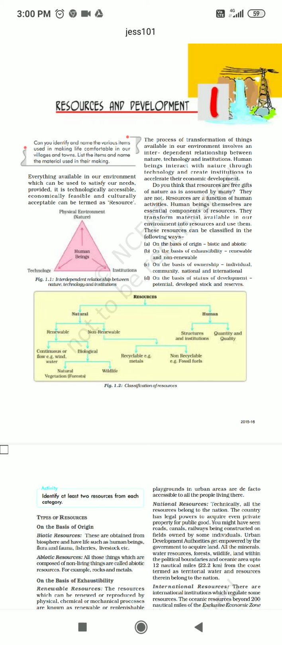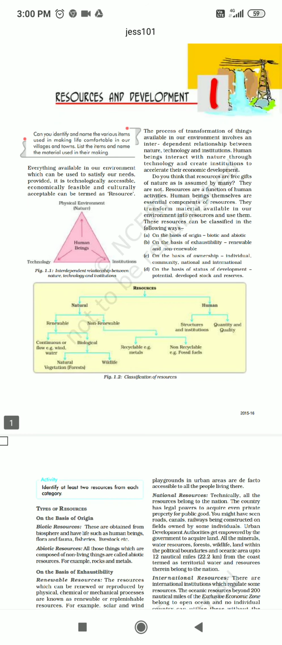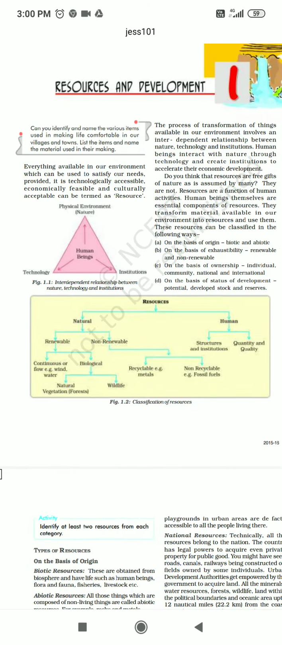In the previous class we completed soil erosion and soil conservation. In today's class we will have a quick recap of the entire chapter Resources and Development. First, let's recall what is the meaning of the term resource.